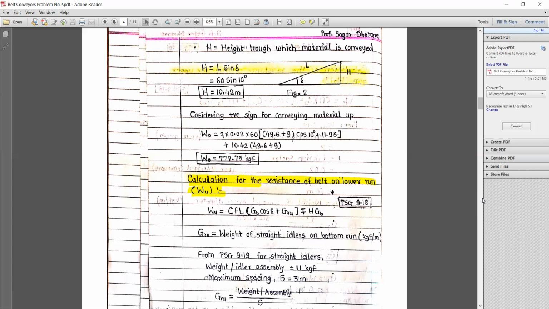Referring to page number 9.19, for a straight idler, the idler weight per idler assembly is equal to 11 kgf, and the maximum spacing is 3 meters. As I previously said, for the upper run it is mostly 1.5 meters, and for the lower run it is mostly 3 meters.